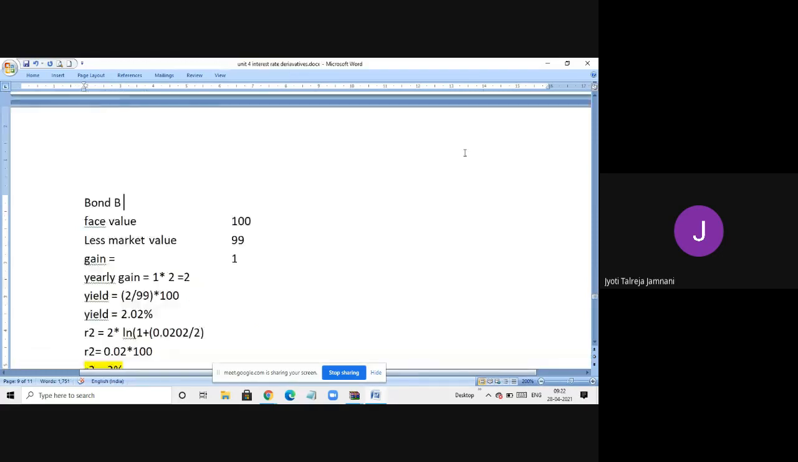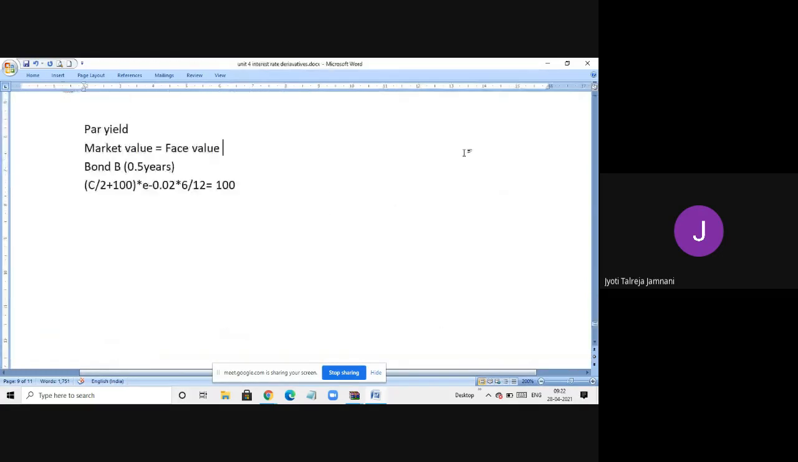So I have put the equation market value equal to face value, and how to find the market value by doing present value of cash flows. Because bond B is only for 0.5 years, only once I will receive the interest plus my principal amount. Interest I don't know, I have to find that only. So I'm writing C divided by 2, which is the interest that I'm going to get, plus 100 into e raised to minus RT.